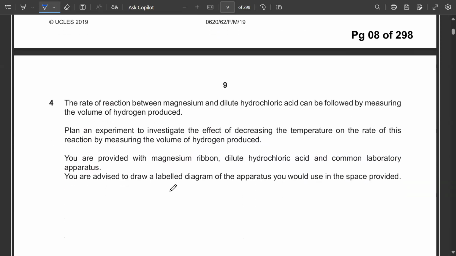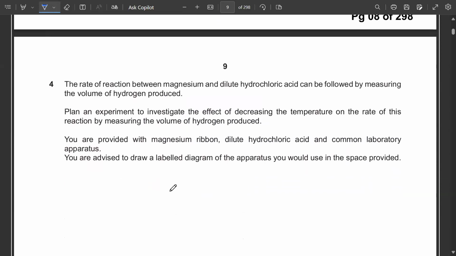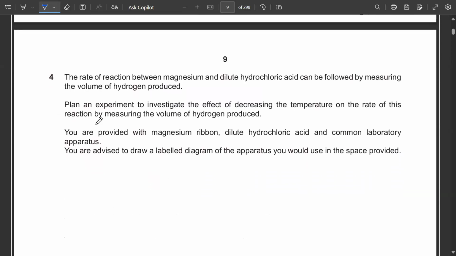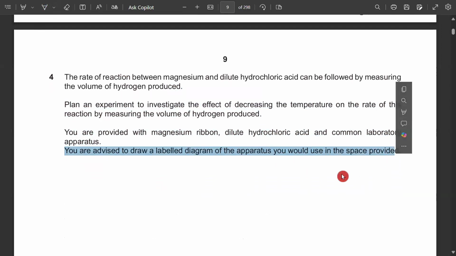Now next question. 4. The rate of reaction between magnesium and dilute hydrochloric acid can be followed by measuring the volume of hydrogen gas produced. Plan an experiment to investigate the effect of decreasing the temperature on the rate of this reaction by measuring the volume of the hydrogen gas produced. You are provided with the magnesium ribbon, dilute hydrochloric acid, and common laboratory apparatus. You are advised to draw a labeled diagram of the apparatus you would use in the space provided.